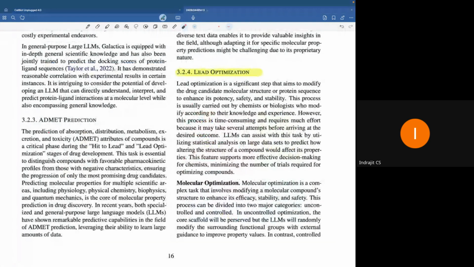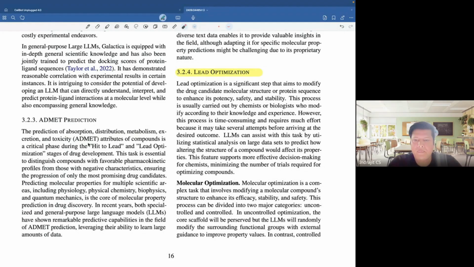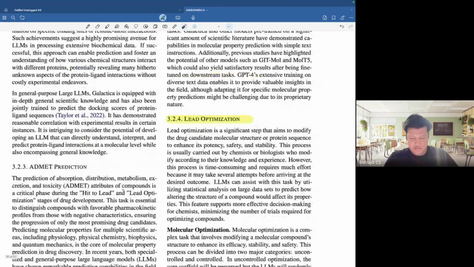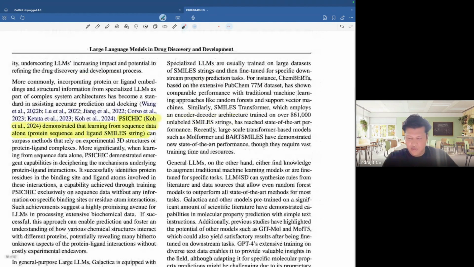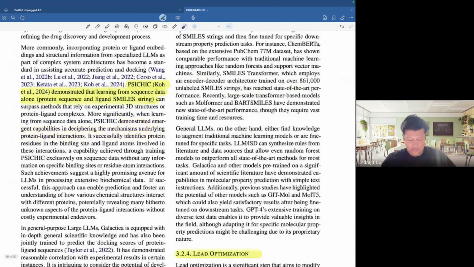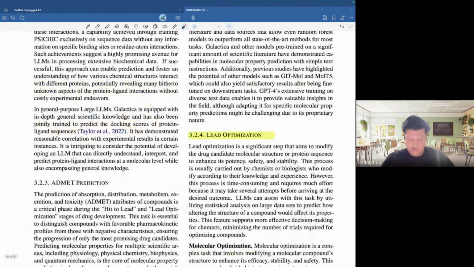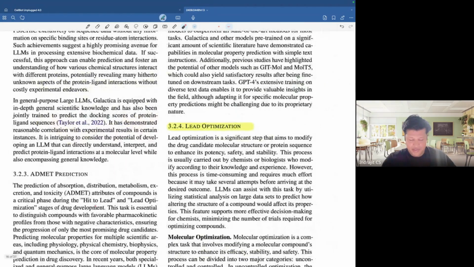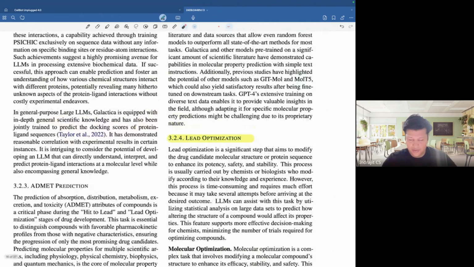So ADMET prediction is the prediction of absorption, distribution, metabolism, excretion, and toxicity, right? These are the five different terms used in the ADMET attribution of compounds, which is critical for the hit to lead or lead optimization stages in the drug development process. I wanted to deep dive into these areas and get into more detail of how ChEMBL or PubChem data sets can be used for these kinds of ADMET predictions, and how hit to lead or lead optimization could happen.